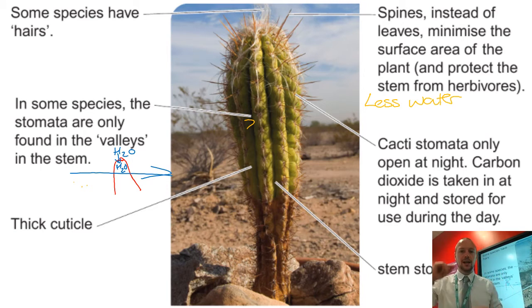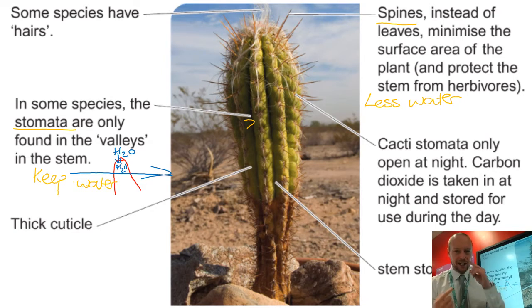So number one, it has spines. Why does it have spines? Because there's less surface area for water to evaporate from. Number two, they have stomata which are in valleys or in dents. Why does it do that? That keeps water in as well. And why does it do that?